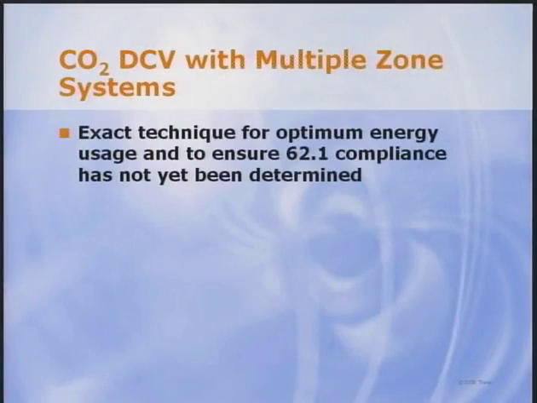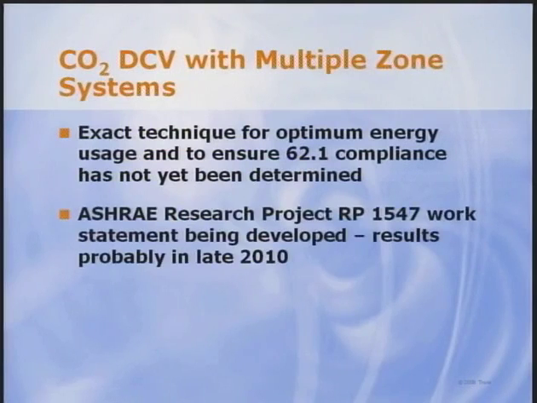Unfortunately, the math is a bit complex with multiple zone systems, so no one has developed an exact technique that is proven to theoretically meet Standard 62.1 under varying operating conditions in all zones, both densely occupied spaces with CO2 sensors and sparsely occupied spaces without CO2 sensors. Fortunately, ASHRAE has initiated a research project to investigate this and other DCV issues. Unfortunately, the project will not be complete for a couple of years.